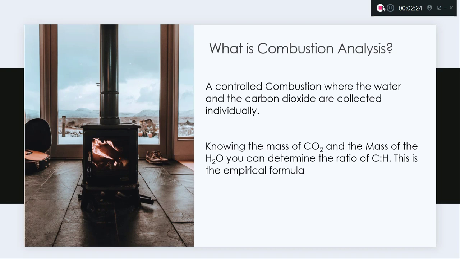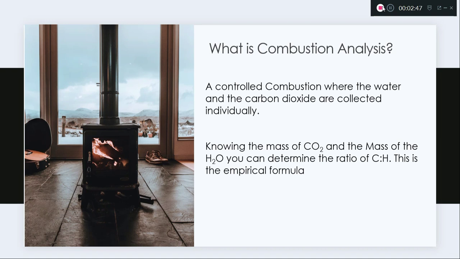So a combustion analysis is one where you will control the combustion. And the way we talk about controlling the combustion is making sure there's sufficient oxygen. You have plenty of oxygen, an excess of oxygen, so that you don't run out. And all of the carbon turns into carbon dioxide, and all of the hydrogen turns into water. And then you collect those two components.